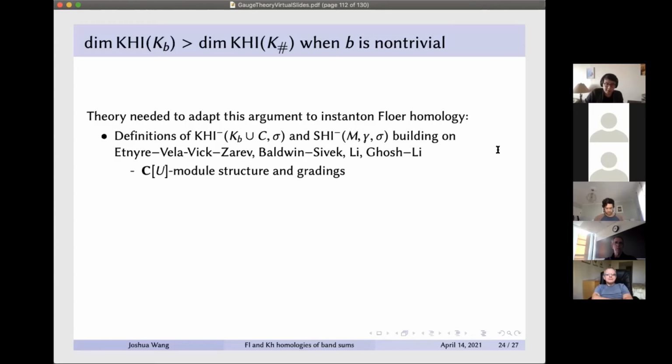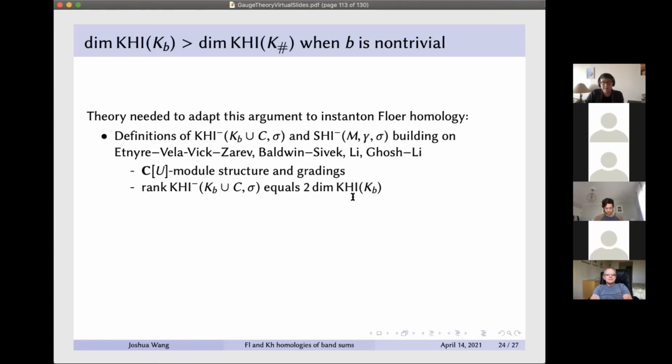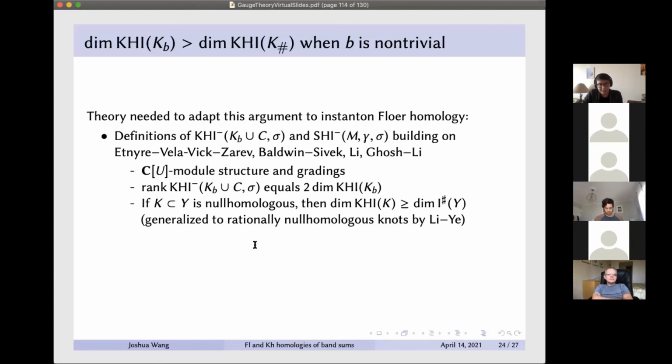And so I proved some technical results about gradings in this instanton context. And one of the key things that I needed is that the rank of this module of the invariant for KB union C is twice the dimension of the usual instanton knot floer homology of KB. And in making this argument work, something that came out of this was that if you take a null homologous knot in a closed oriented three manifold, then the dimension of its instanton knot floer homology is at least the dimension of the instanton homology of the three manifold itself. And this was later generalized to rationally null homologous knots.